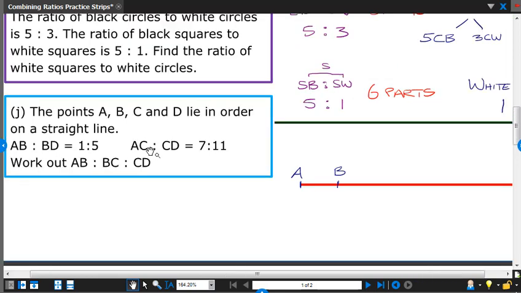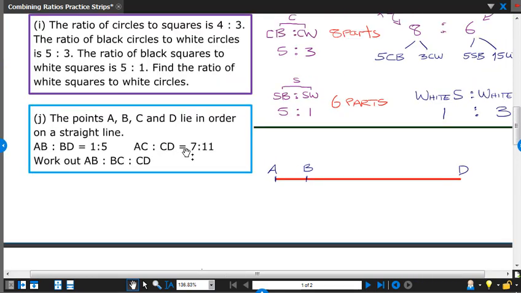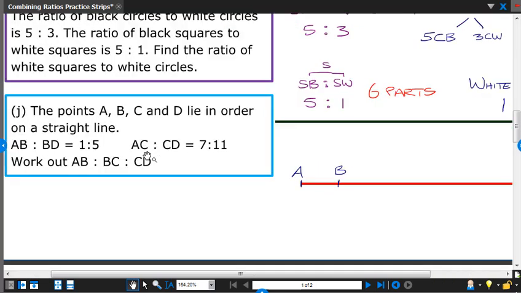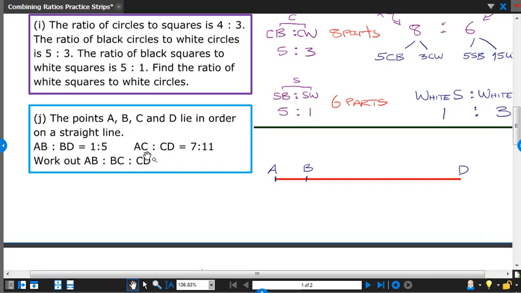We're told the ratio AC to CD is 7 to 11. So AC to CD is 7 to 11. So that means that C is obviously between A and D. C is going to be closer to A because it's 7 parts than it is to D, which will be 11 parts. So C could be something like here. So what we're told is that's ratio 7 to 11.